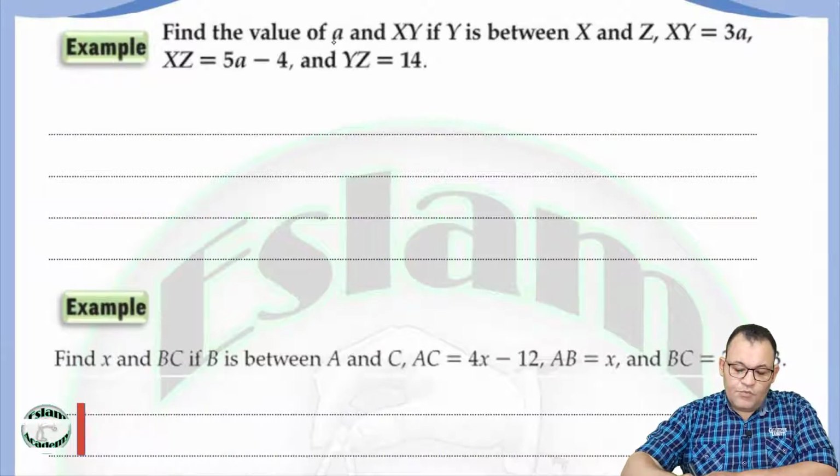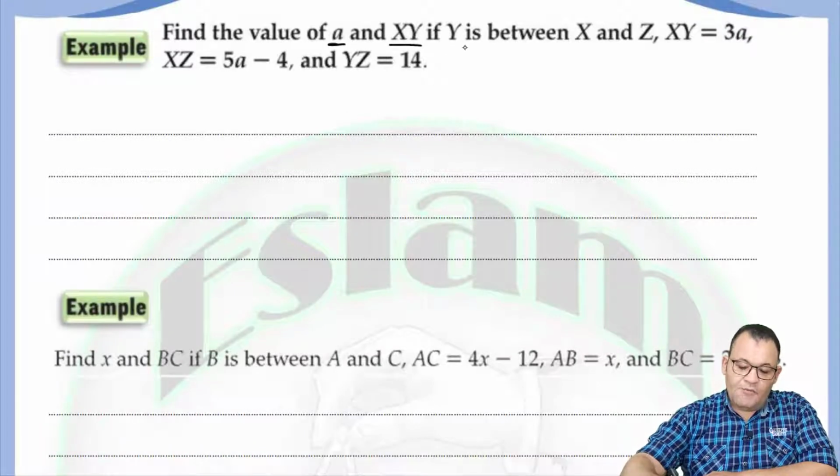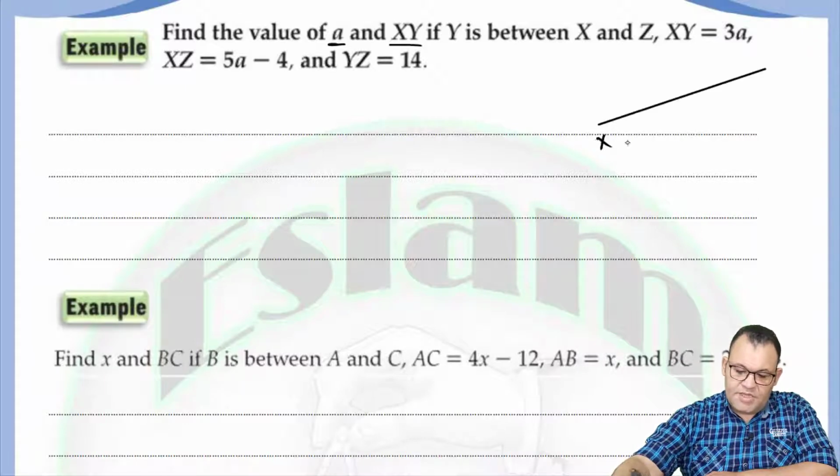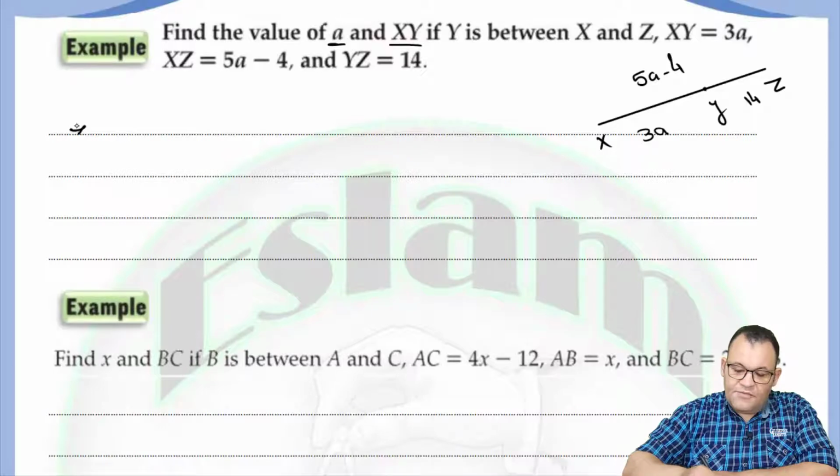In this problem, we need to find the value of A and the value of XY. If Y lies between X and Z, at first I will draw the line segment XZ. Y lies between them. We have XY equal to 3A, and XZ, all of the line segment, equals 5A minus 4, and YZ is equal to 14. We need to find the value of A and the length of XY. So how can we find it? At first, we know that XZ, all of the line segment, is equal to the sum of the two small parts, XY plus YZ.